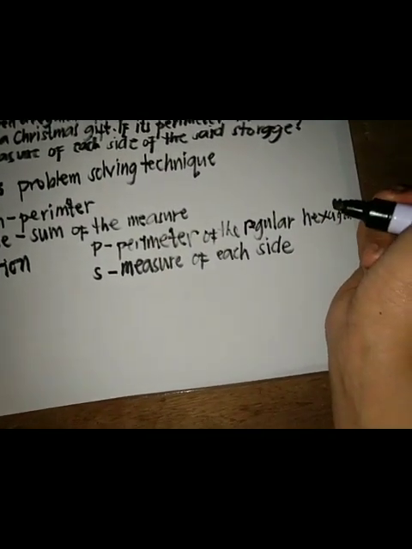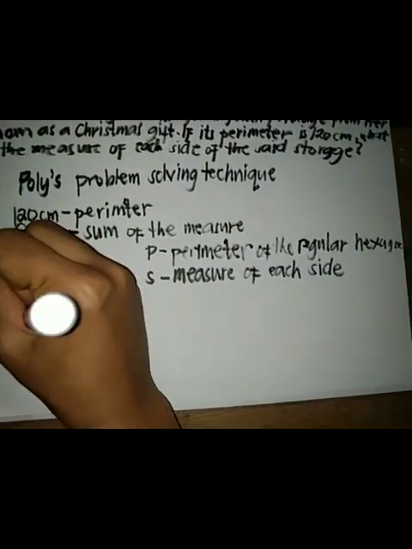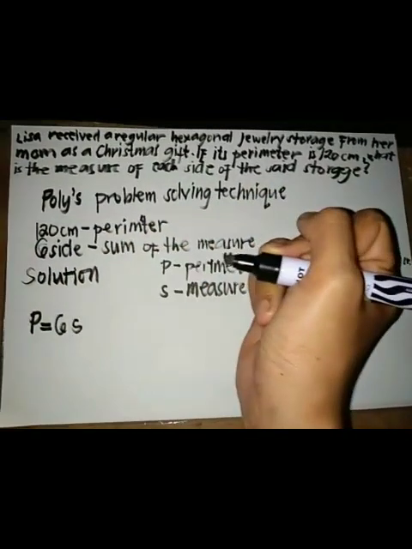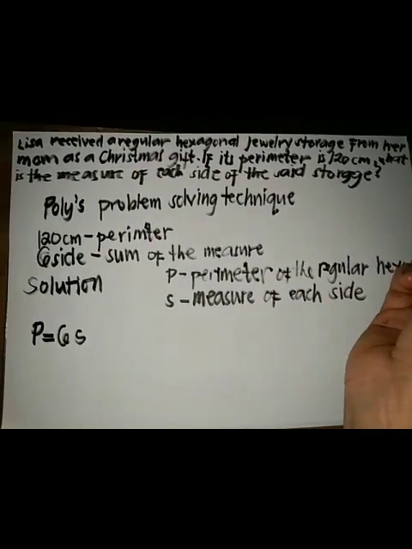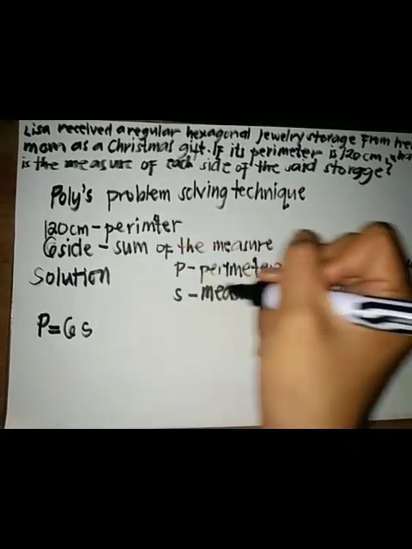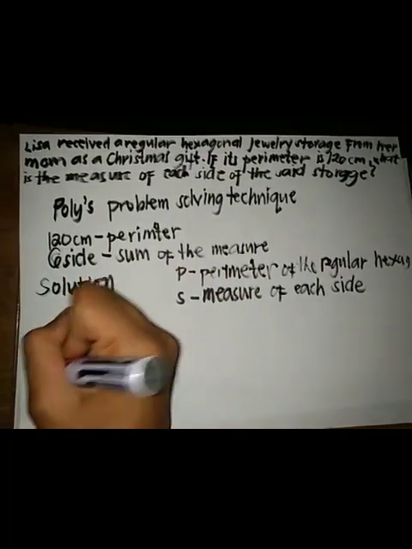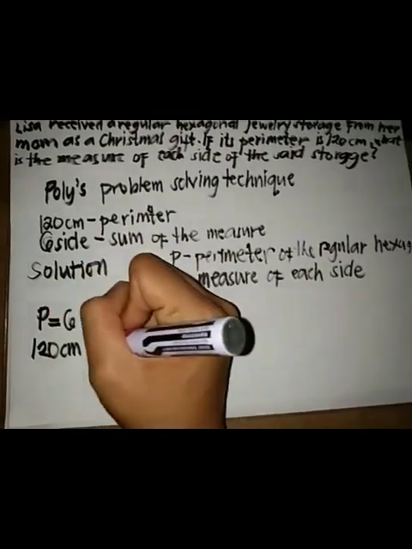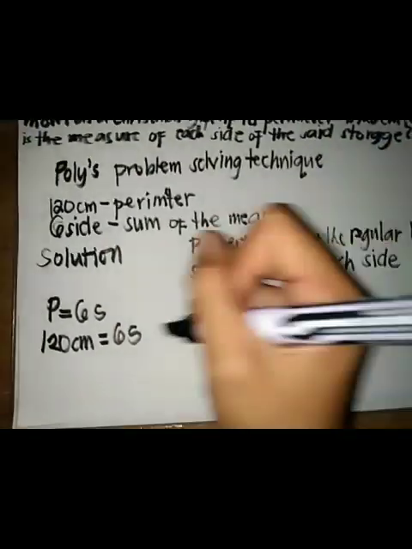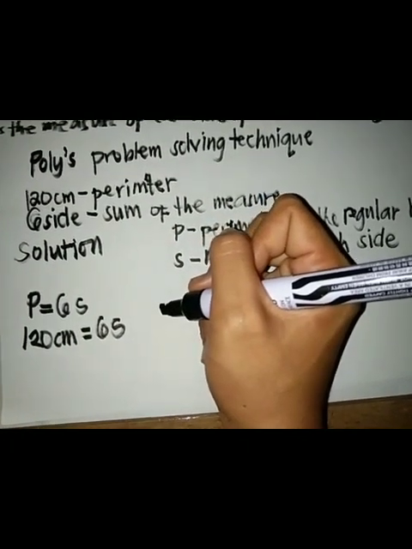So the formula we use for this problem is P equals 6S. Why do we use 6? Because a hexagon has 6 sides. Next is substitute: 120 centimeters equals 6s. Next, use the multiplication property of equality.